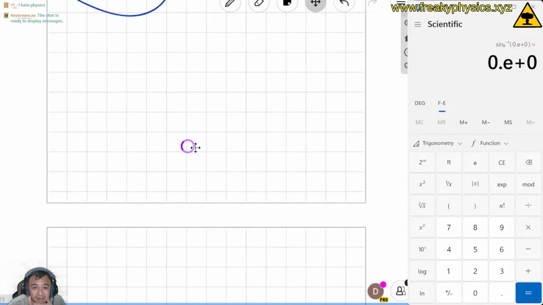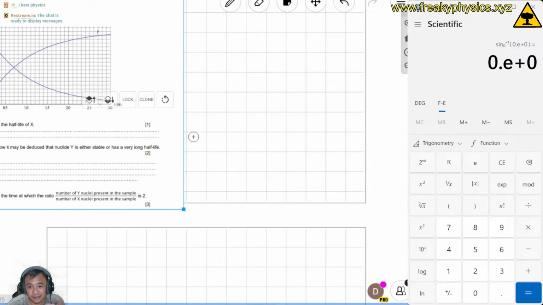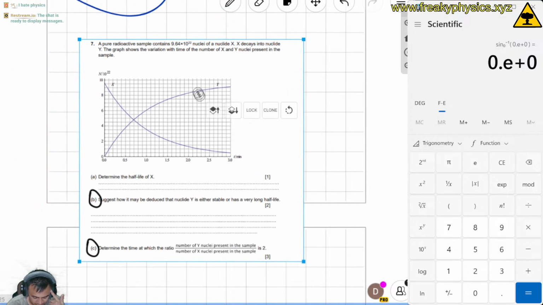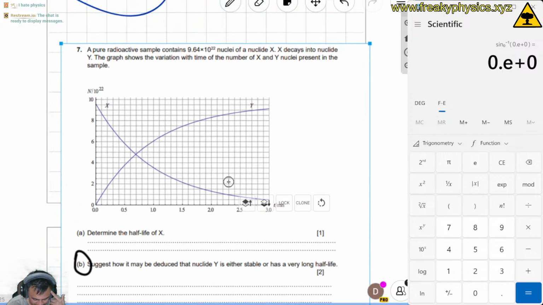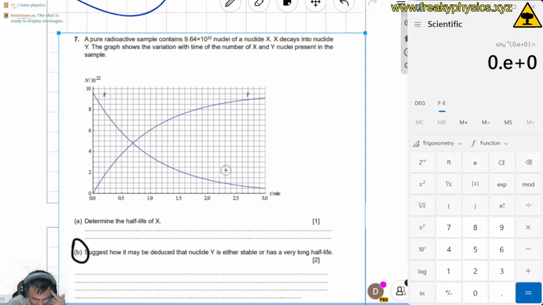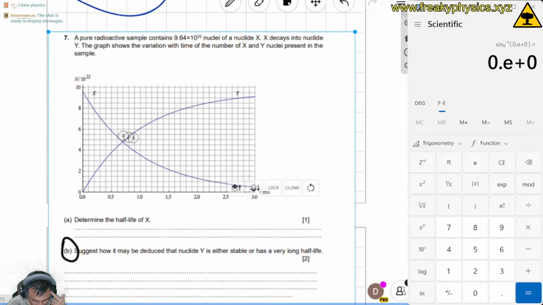Radioactivity. So you have a pure sample, and it contains that many nuclei, and then it decays from X to Y, correct? And then we have this graph given here. The half-life of X for part A should be easy to get, right? You just go to the graph, go to 5 on the graph because you start off at 10. Well, not exactly 10. You start off at 9, right? So you should go at around 4.5. So 5 would be here, 4.5 would be here. So half-life would be 0.6.